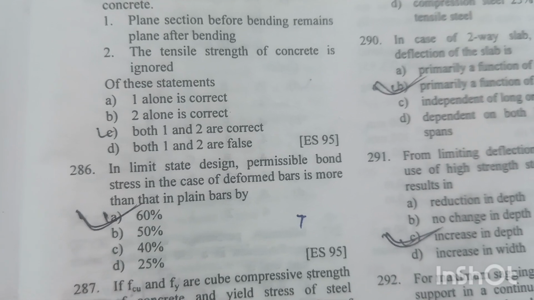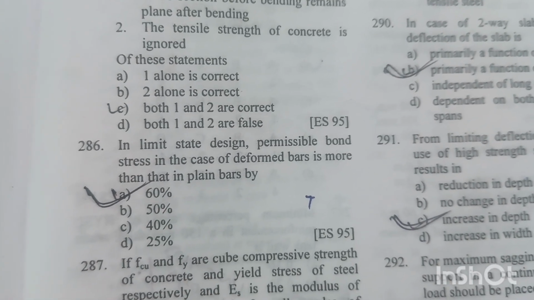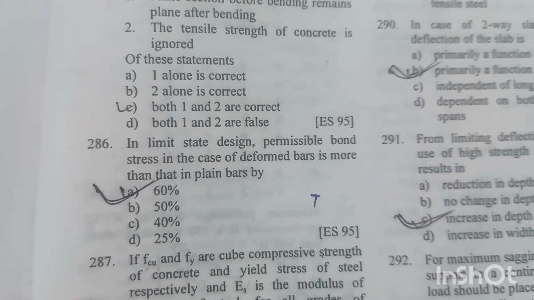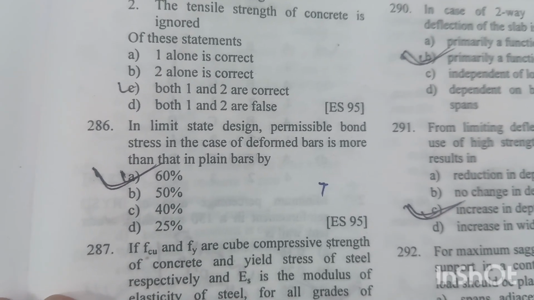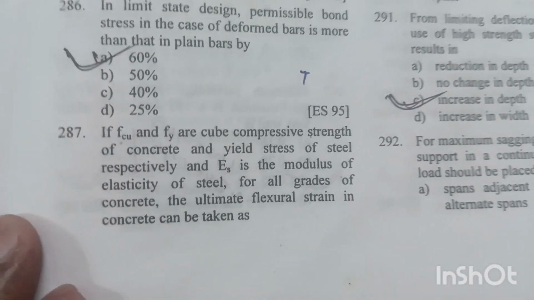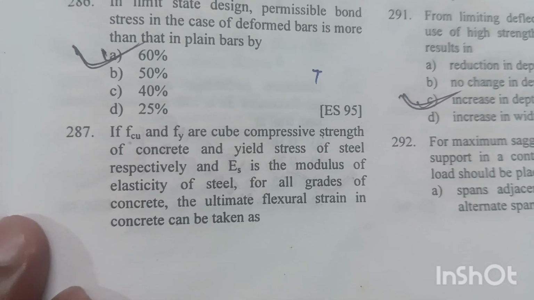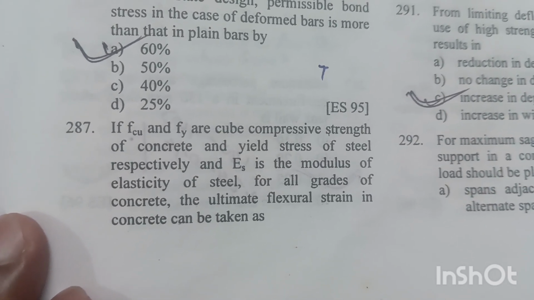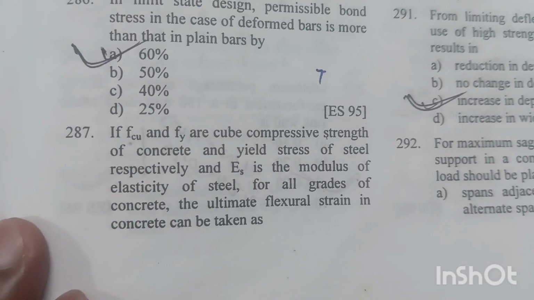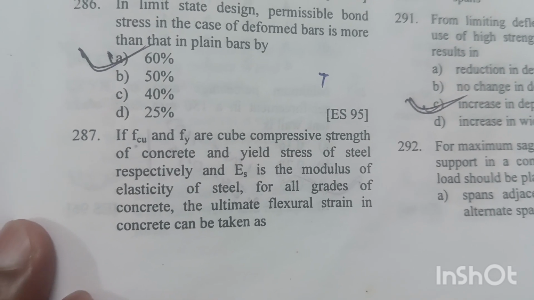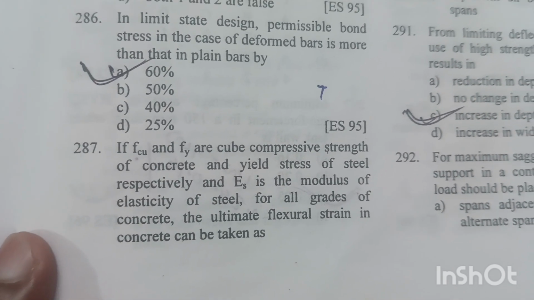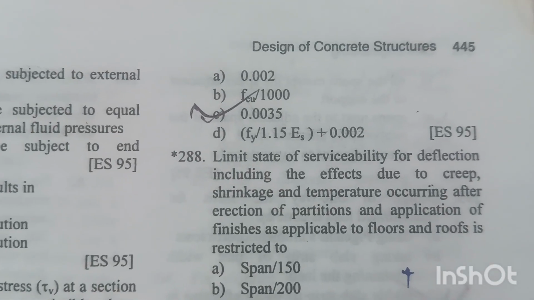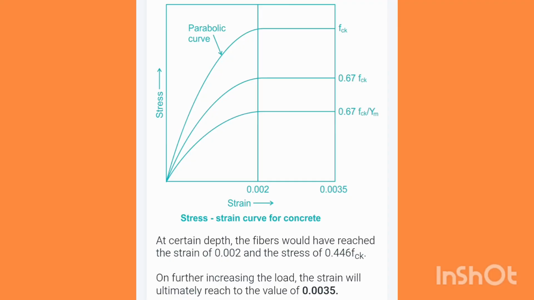Question number 286. In limit state design, permissible bond stress in case of deformed bars is more than that in plain bars by 60%. Option A is the right answer. Question number 287. If FCU and FY are cube compressive strength of concrete and yield stress of steel respectively, and ES is the modulus of elasticity of steel for all grades of concrete, the ultimate flexural strain in concrete can be taken as. Option C is the right answer, 0.0035.